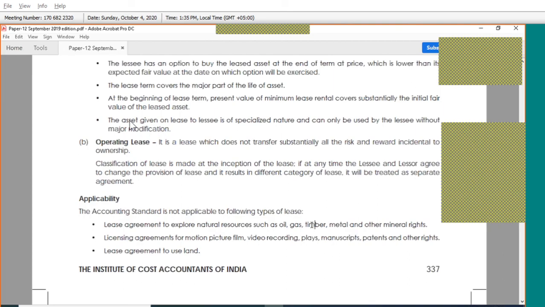Finance lease and another one is operating leases. What is this finance lease? What do you mean by finance lease? What is this operating lease? We will understand finance lease. This whole topic, the major focus is on finance lease.